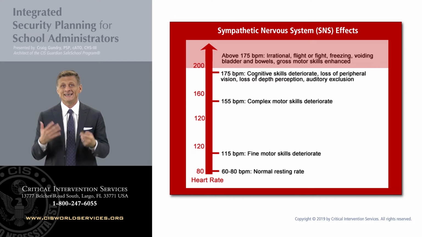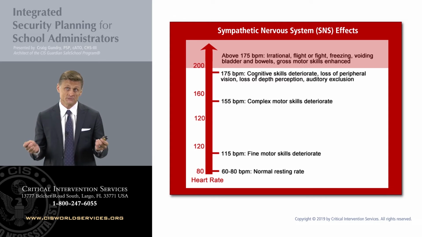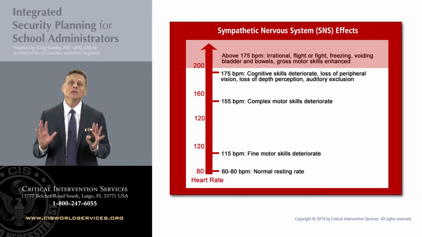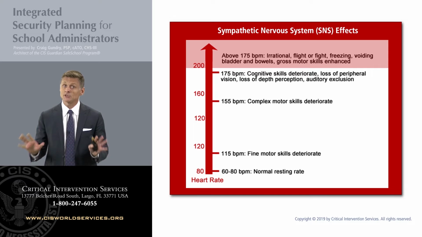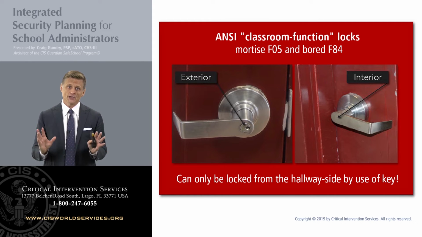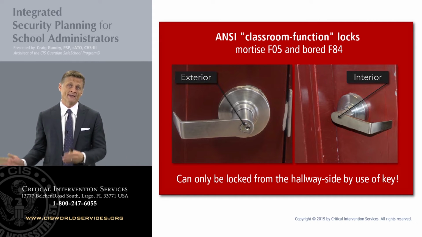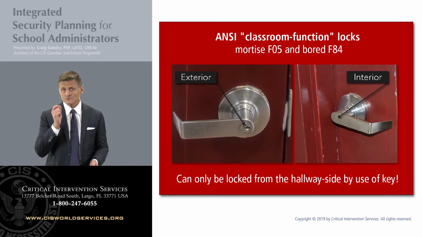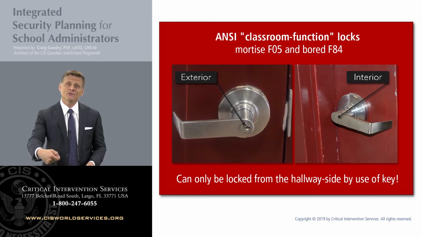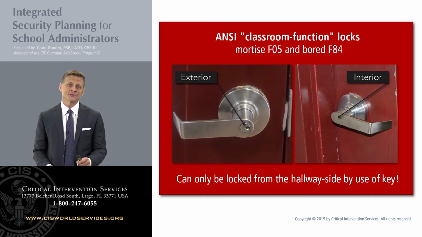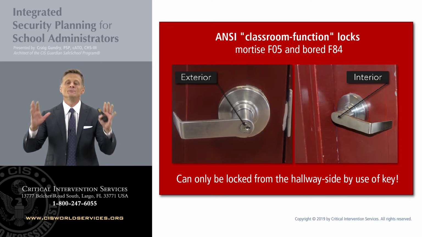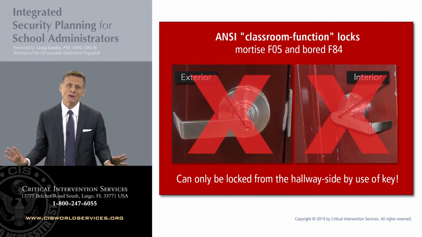And what we quite often find in these types of events is even simple tasks like locating keys and manipulating keys could become challenging, quite difficult, and quite often doesn't happen when a real emergency situation occurs. Now, a lot of schools throughout the nation, especially in the public school world, are equipped with what ANSI calls classroom function locks. These are classified Mortise F05 and Board F84. These types of locks require a key and must be locked from the hallway side of the classroom in order to positively secure. These types of locks should be strictly avoided if at all possible.